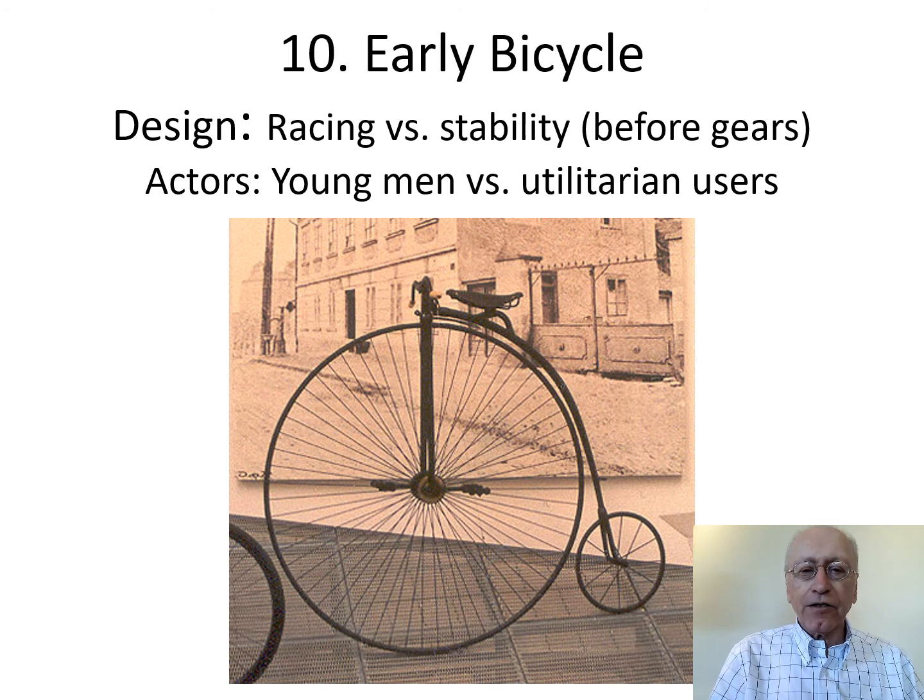But these designs correspond to different actors. The high front wheel was favored by young men who engaged in racing on their bikes. Utilitarian users were the ones who wanted to have wheels the same size so they'd be less likely to fall off. So Pinch and Bijker explore the controversy between these two designs in the late 19th century that led finally to our current type of bicycle.